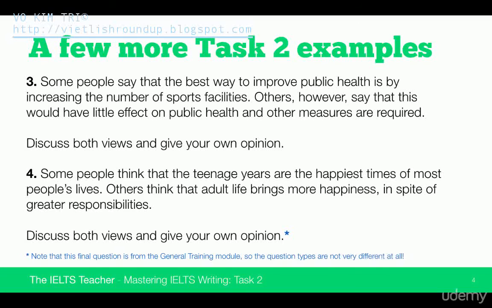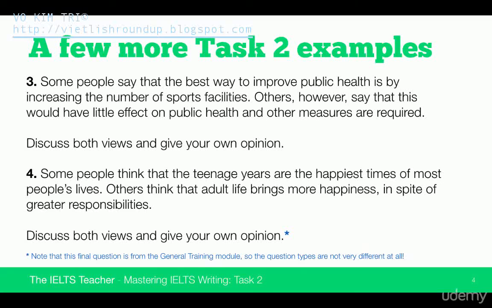So that last question there is actually from the general training module. So you can see that the 2 question types are not very different at all. They might look at slightly more informal topics, and like I said, they can be answered in a slightly more informal style, but they're essentially so similar that everything in this course can be applied to both modules.